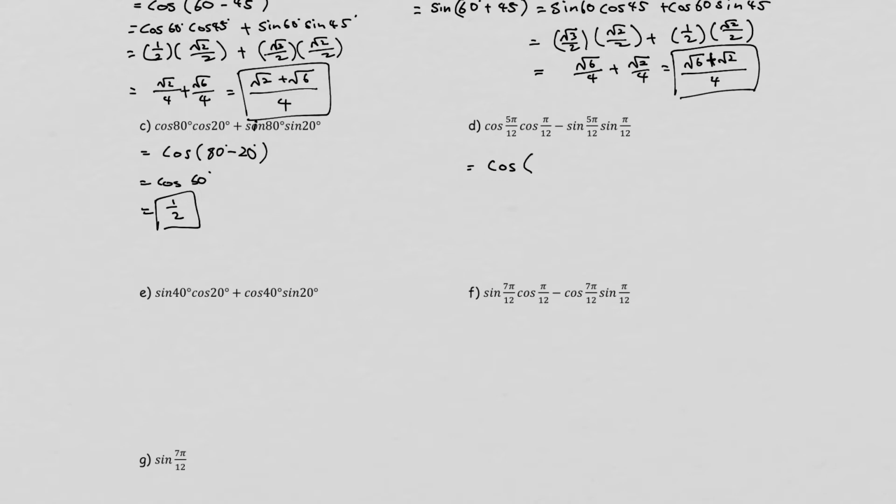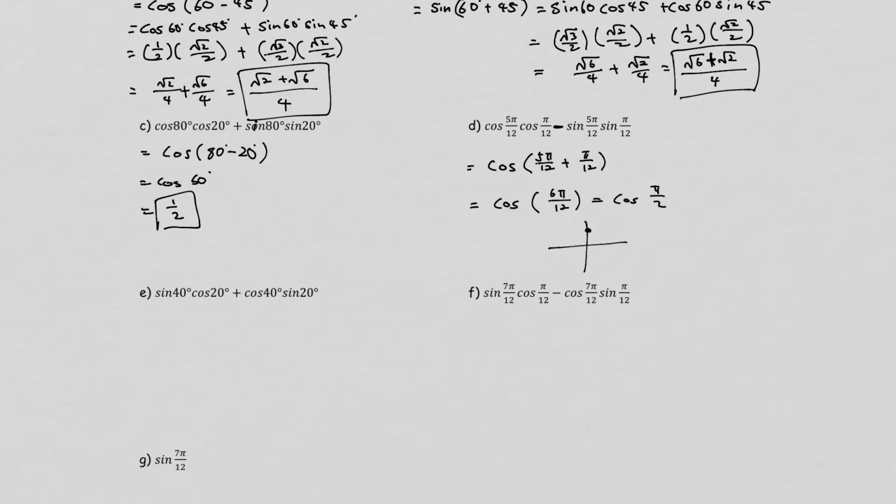And cosine, sine will be flipped. So if this is positive, this is negative, this should be positive. So we're adding 5 pi over 12 with pi over 12. And when you add that, it gives you 6 pi over 12. When you simplify that, it gives you pi over 2. Pi over 2 is 90 degrees.